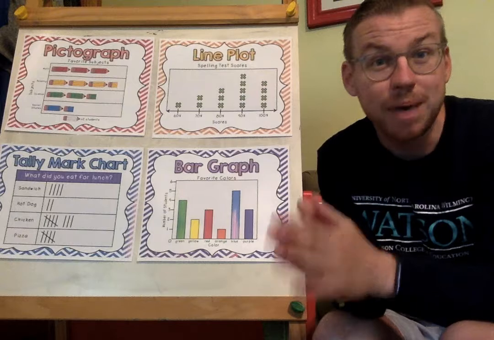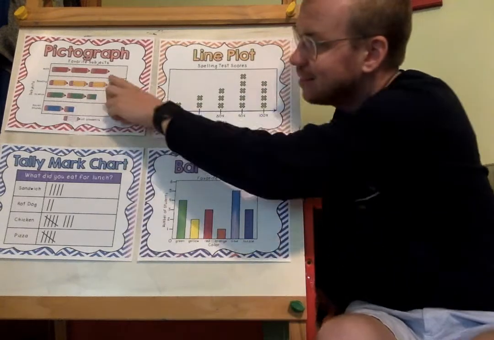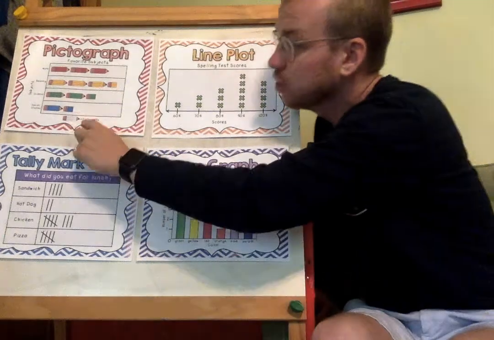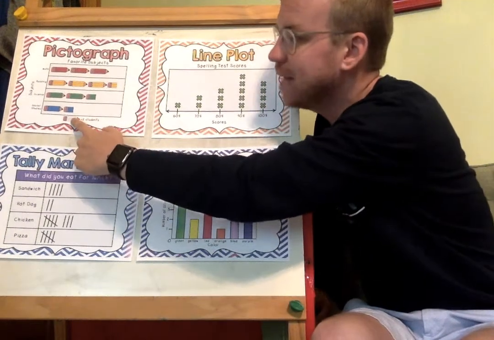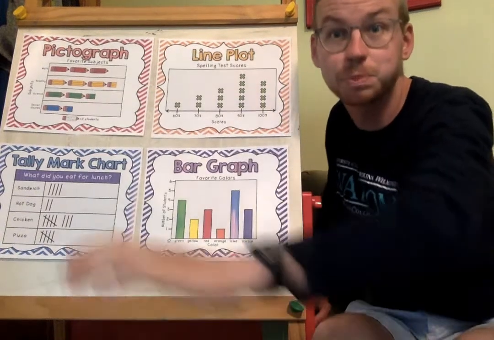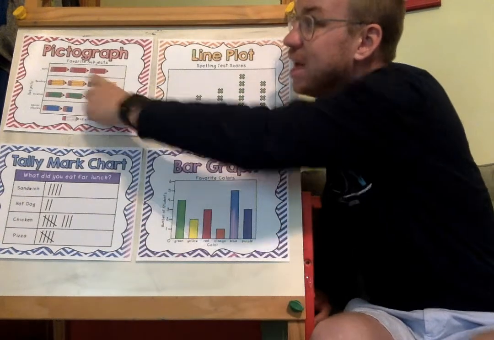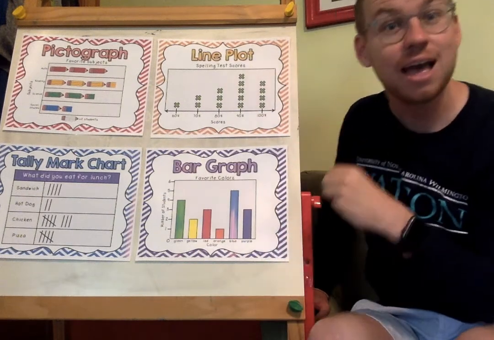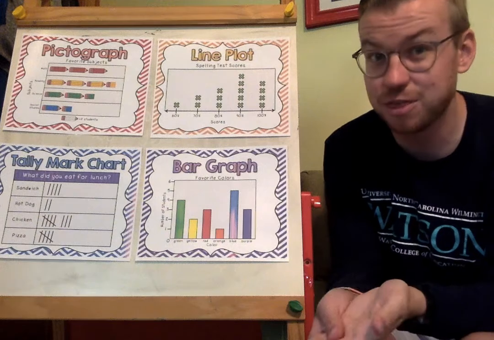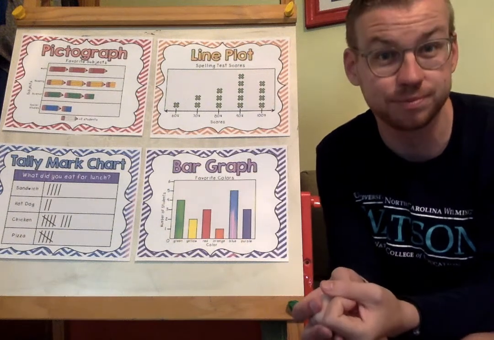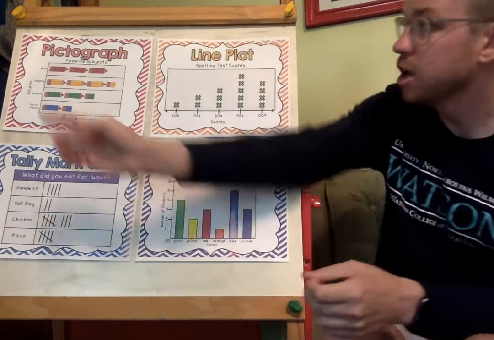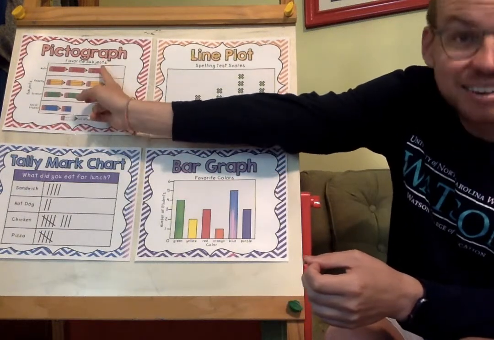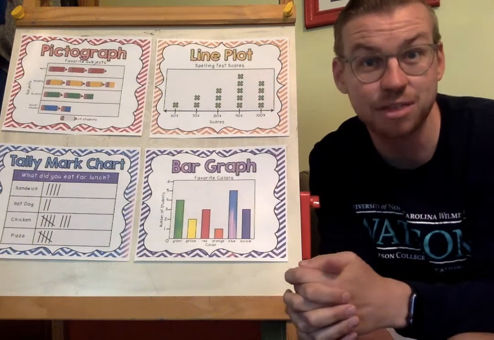The thing we have to remember though with pictographs is these pencils do not represent one student. We look down here at the bottom at the key and it says 1 pencil equals 2 students. And so when I look at math, 1, 2, 3 pencils is not the answer. It's not 3 students. How many students liked math, thinking that each pencil is worth 2? Okay, good. If you said 1, 2, 3, 4, 5, 6 students liked math, then you're right.